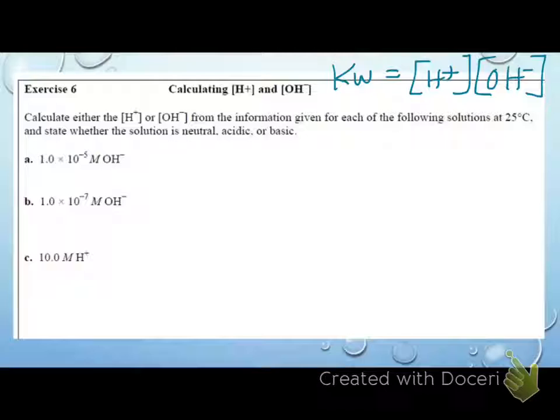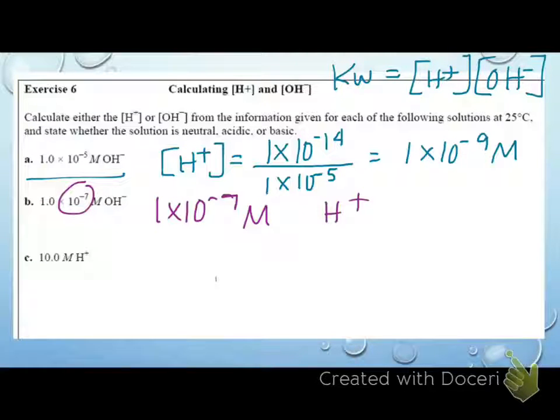So this one is giving us a concentration of hydroxide. So it wants us to calculate the hydrogen. So if we want to calculate the hydrogen concentration, we can do 1 times 10 to the negative 14. Okay, hopefully our technical difficulties are over.